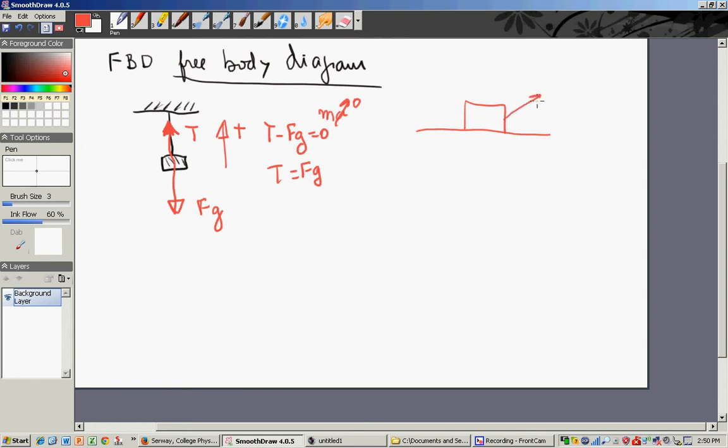Second situation, I have a block that is being pulled by a cord because it's attached to a horse. Right? And then you ask, okay, what are the forces acting on this block? So you want to name all the forces on it.